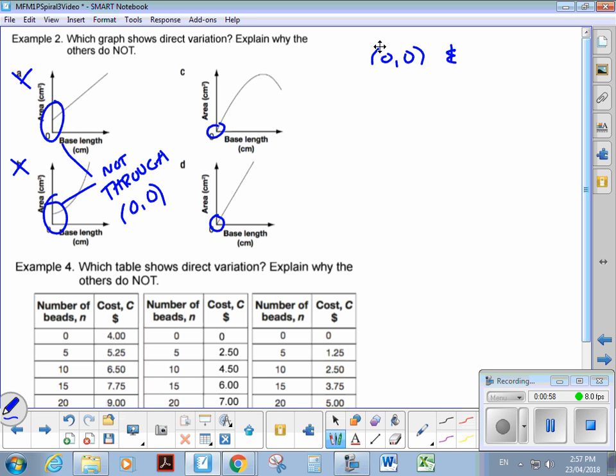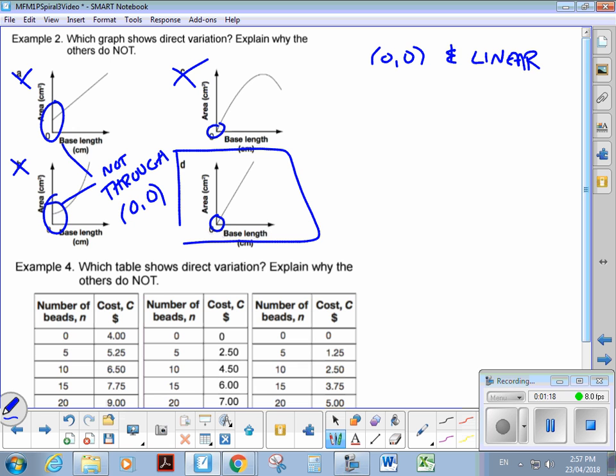And what's the other condition? Again, I can't see your hands, put them down. It has to be linear. It has to be linear because we are dealing with lines. So that means C is our loser today and D is our big winner. So direct variation goes through 0, 0, and it's got to be a line for us this year.